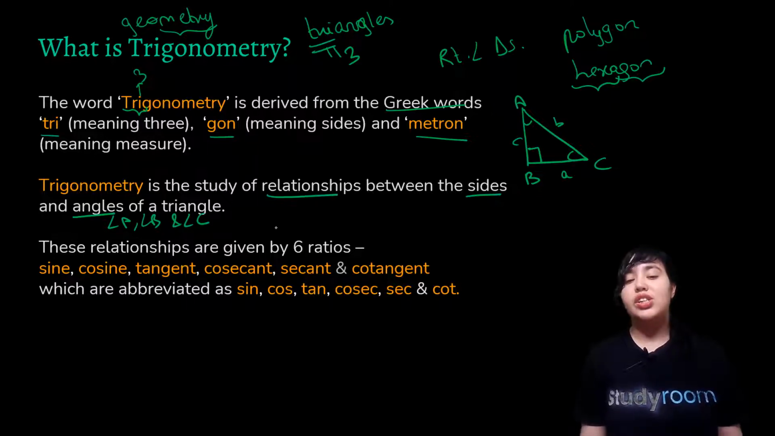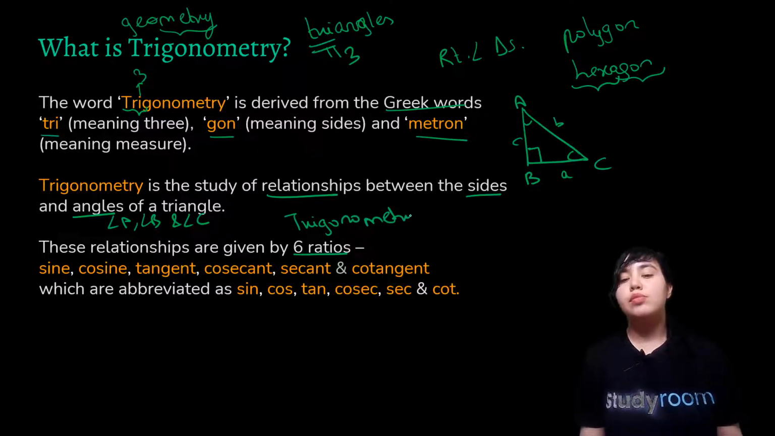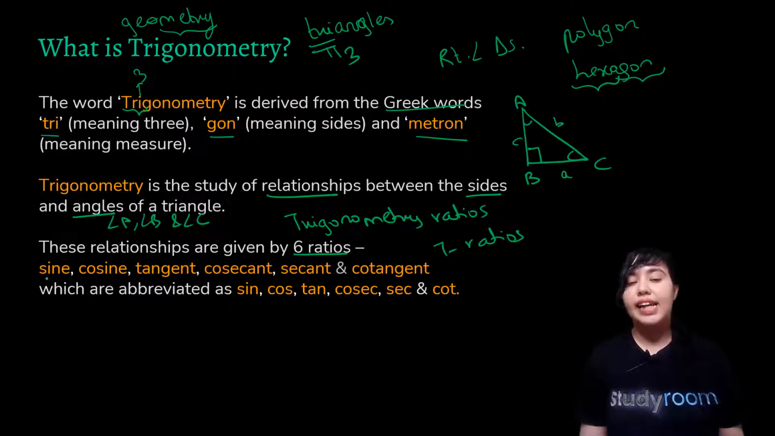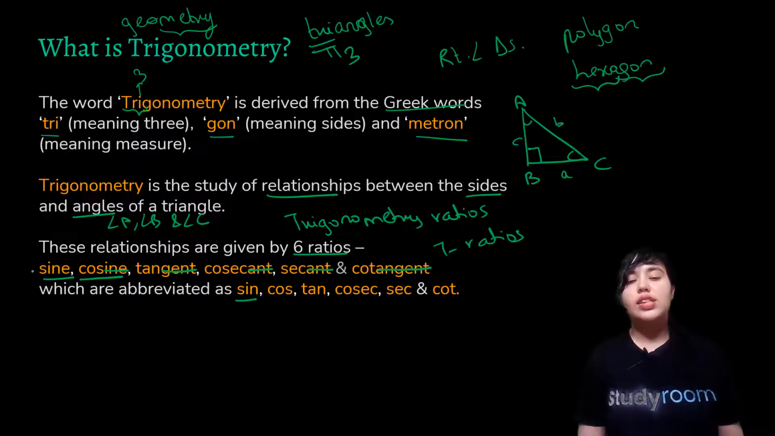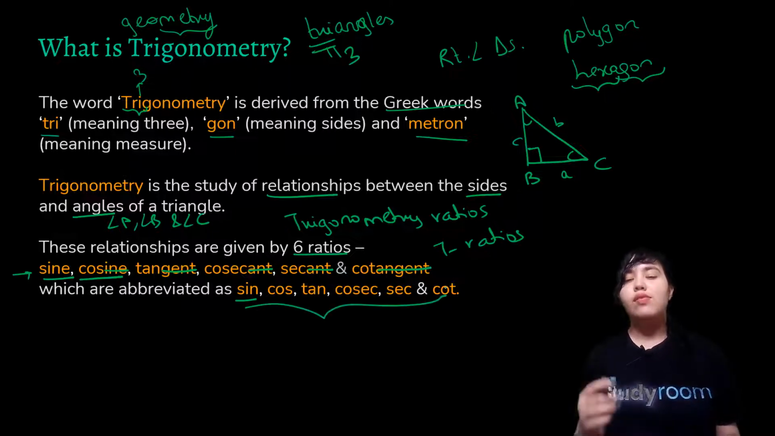To describe these relationships, we have 6 ratios, which are actually called trigonometry ratios, and sometimes we also call them T ratios. So there are 6 in number. We have sine, but it is abbreviated as sin, like this. You remove an E. Then we have cosine, from where you remove the S and E. Then we have tangent, from which you can remove this G, E and N. Cosecant, from where you can remove this O, S, E and C. Secant, from where you can remove this E and C. And cotangent, from where you can remove this O, A, N, G, E and N. So these are the full forms of these abbreviations. We'll be mostly sticking to these abbreviations when we are solving the questions.